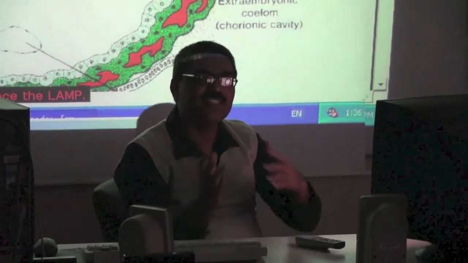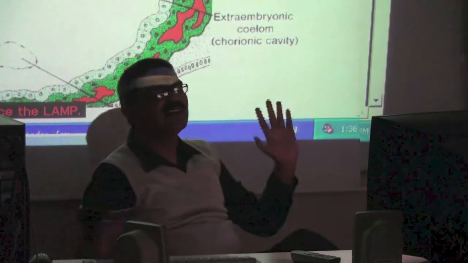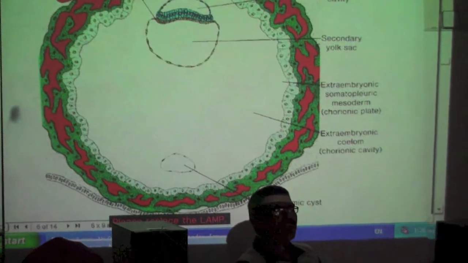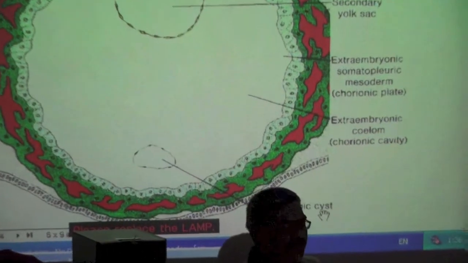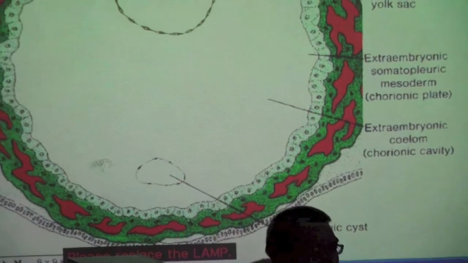I don't differ. But this is only a term, so don't be confused. You can call it tertiary yolk sac. But here, what we see is that this standard textbook term exists. Okay? Now, this chorionic cavity is becoming bigger and bigger.